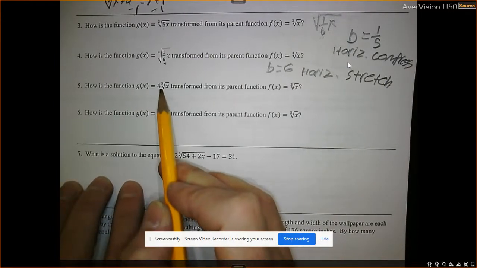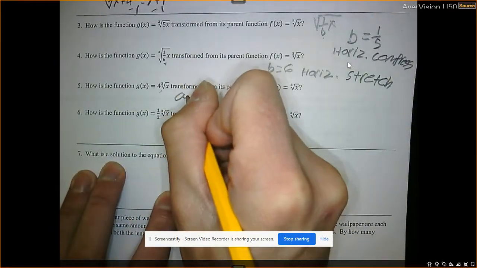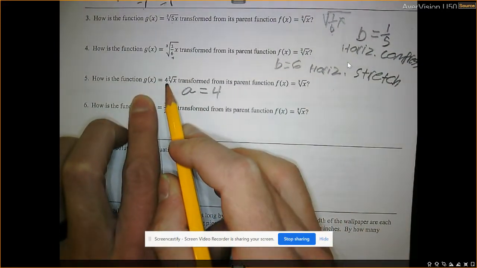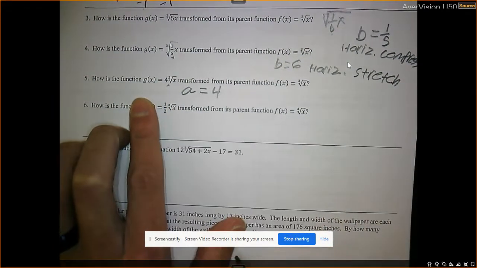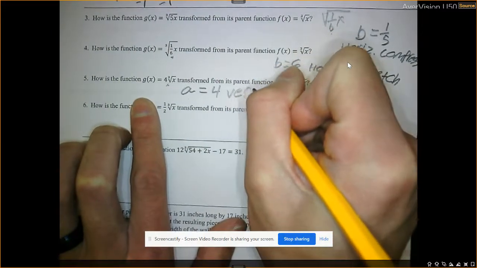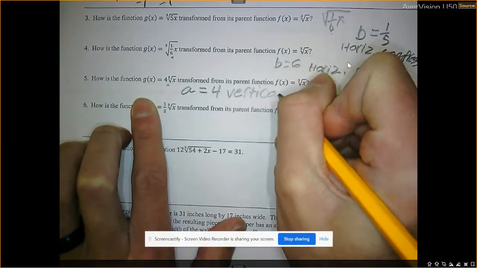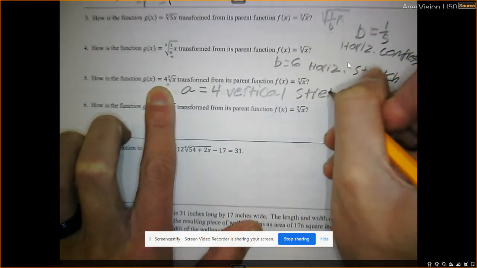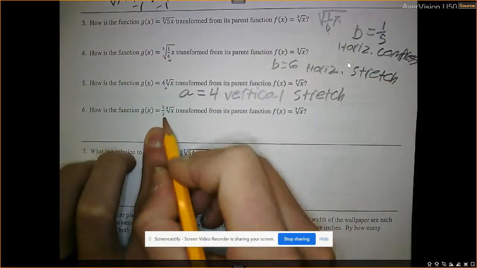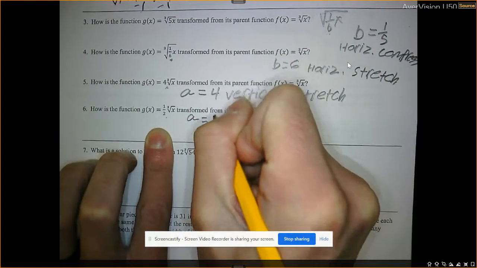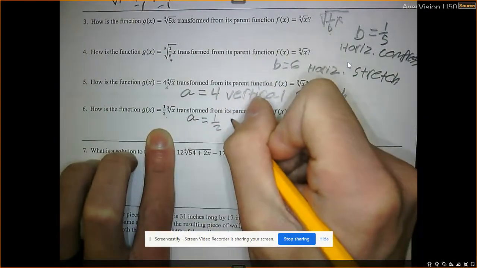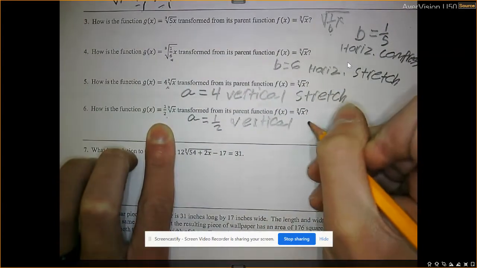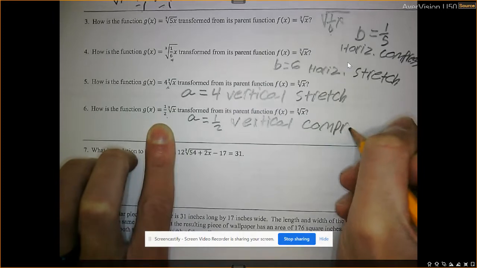Now here we have a 4 outside, so that's like if our a was equal to 4. It's a multiplier out front of our root, and when it's out front like that, multiplying by it is going to be a vertical something, and if it's greater than 1, it's a vertical stretch. And now down here, we have an a equals 1/2. It's between 0 and 1. Again, it's vertical because it's out front, but this time it's a vertical compression.